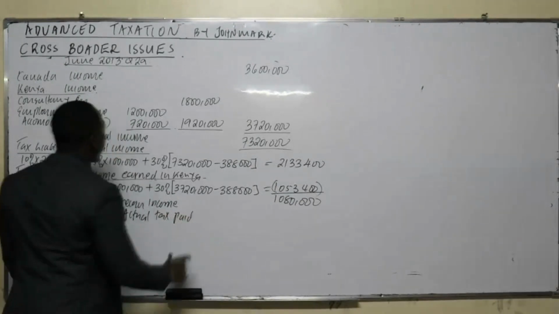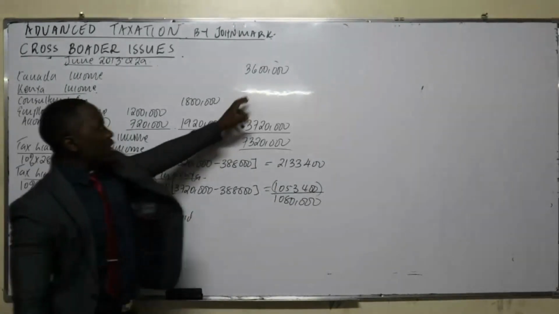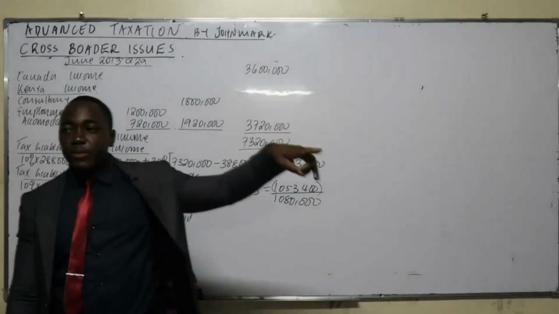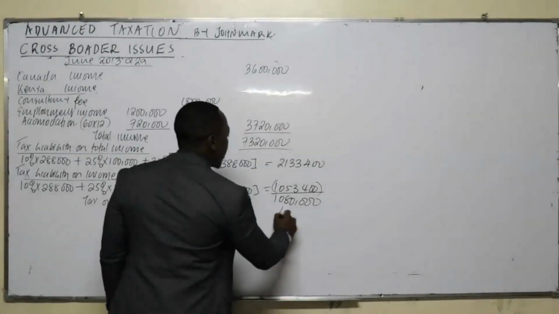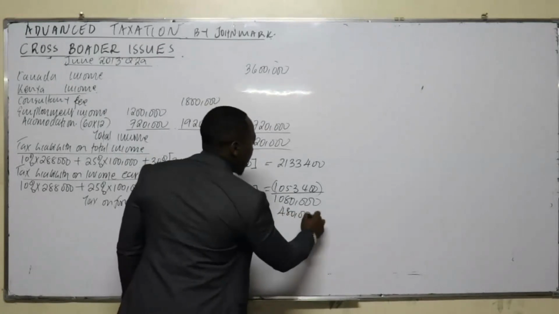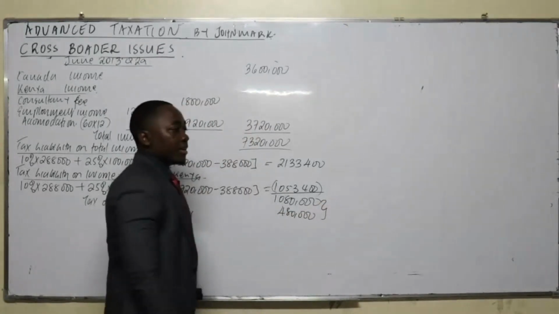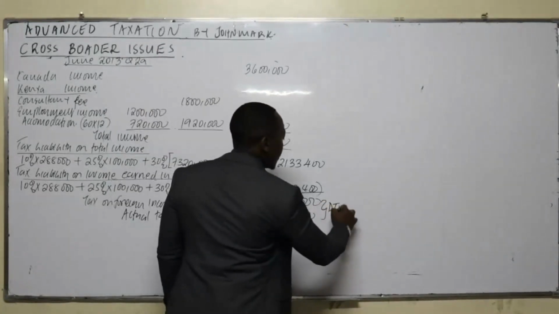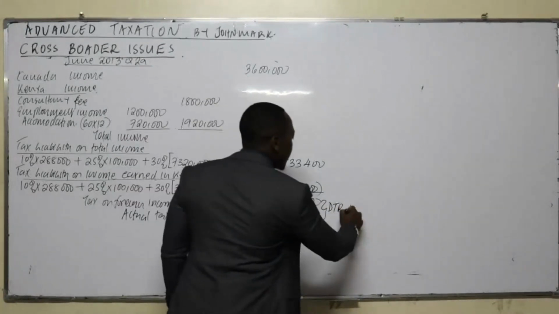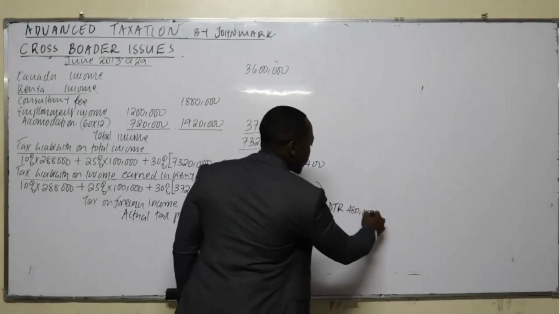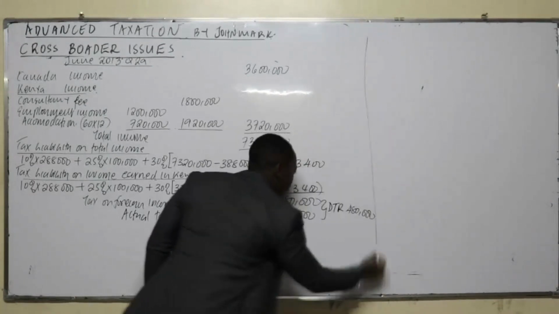Actual tax paid. Remember, in Canada, he had earned an equivalent of 3.6. Paid deducted was how much? 480. On this income, he had paid an amount of 480. Now you need to claim a relief. So the double tax relief, see, that is the lower of. The maximum you can claim is how much? 480. Good.